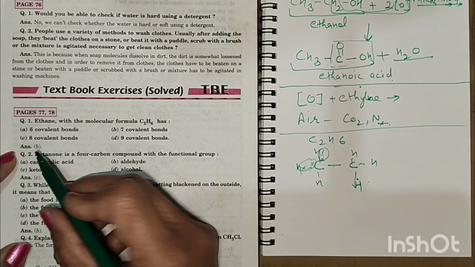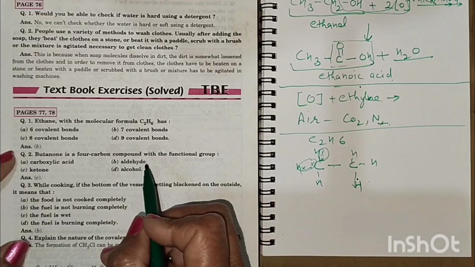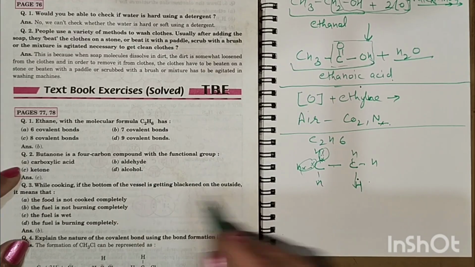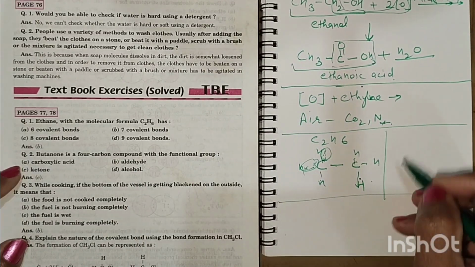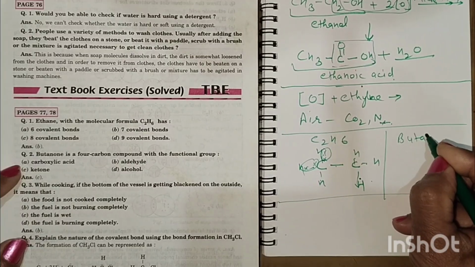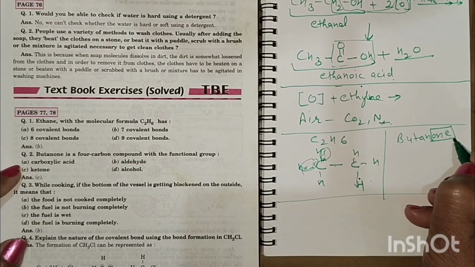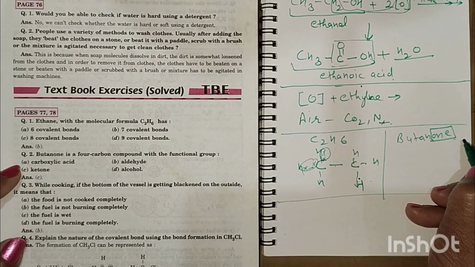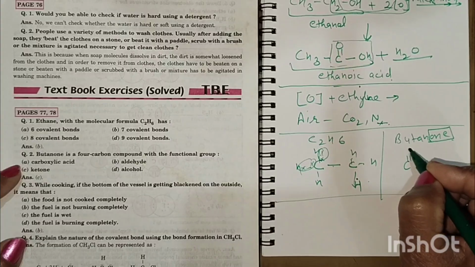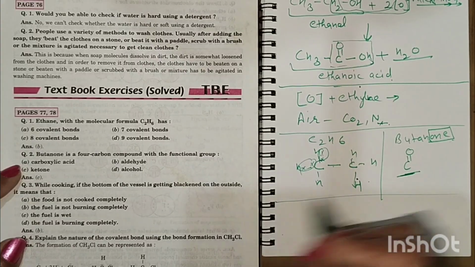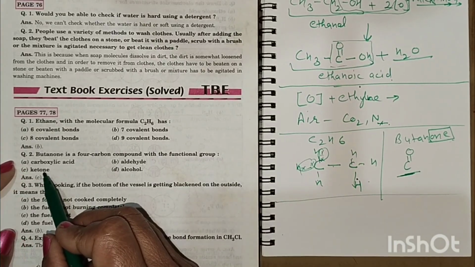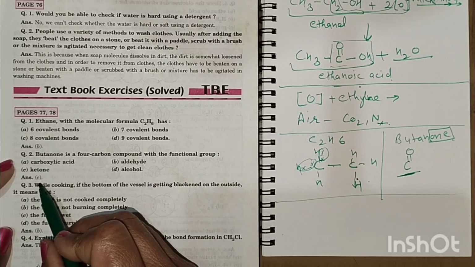B answer is right. Butanone is a 4 carbon compound with the functional group ketone. If we write down the butanone, ONE is the suffix. It means it is the ketonic group. It is the C double bond O ketonic group, and here ketone is the right answer.